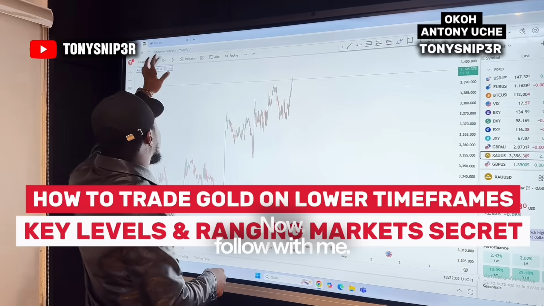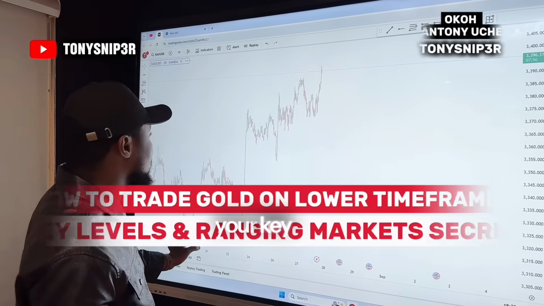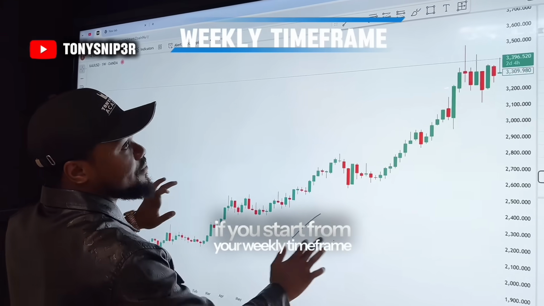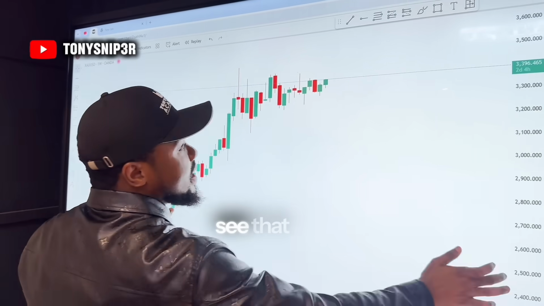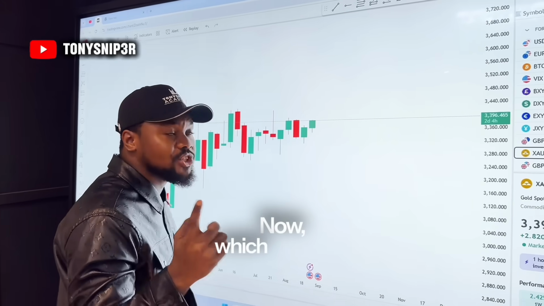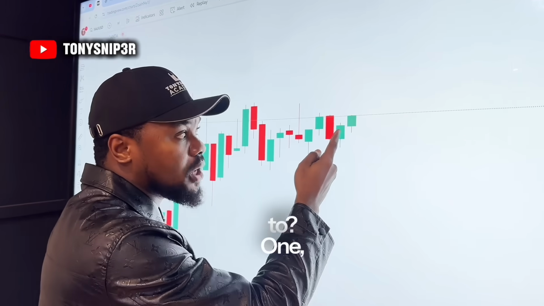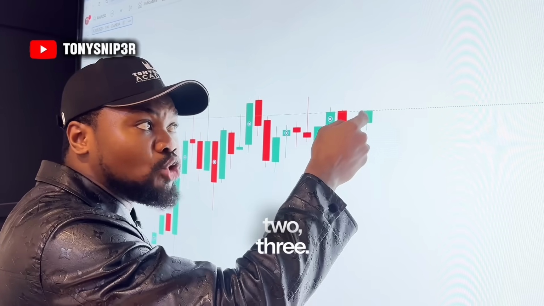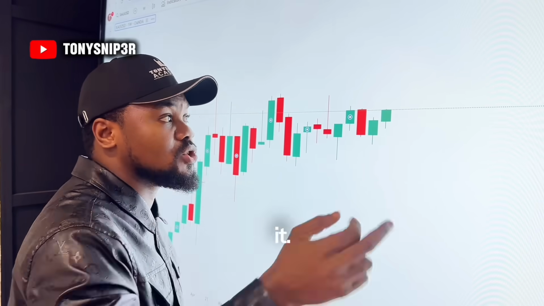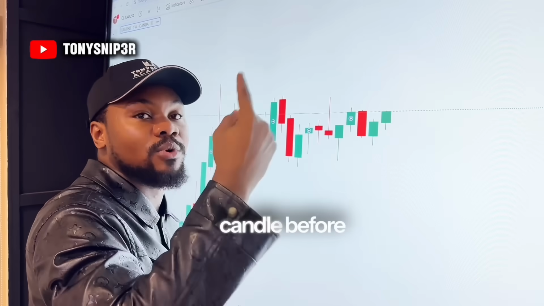Now, come with me. How I taught you guys how to mark your key levels. Of course, you start from your weekly time frame, right? Now, if you start from your weekly time frame here, you can clearly see that what? You want to pay attention to the last 3 candles. Now, which last 3 candles are you paying attention to? 1, 2, 3. Not this recent one. This recent one that was created, you don't pay attention to it. You only pay attention to the last 3 candles before the recent one.